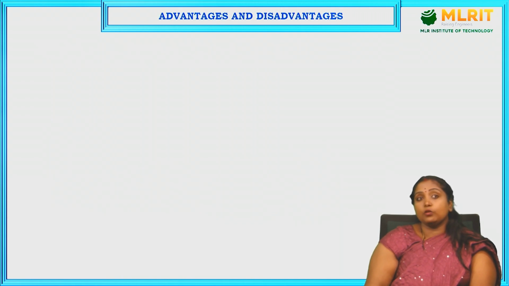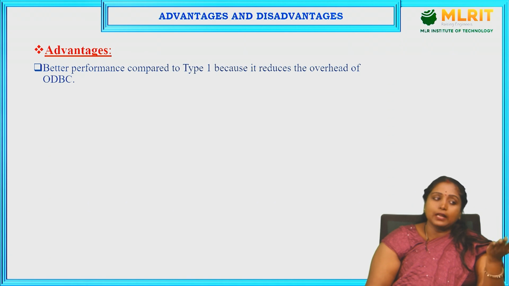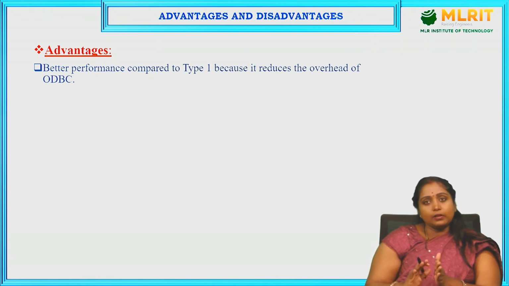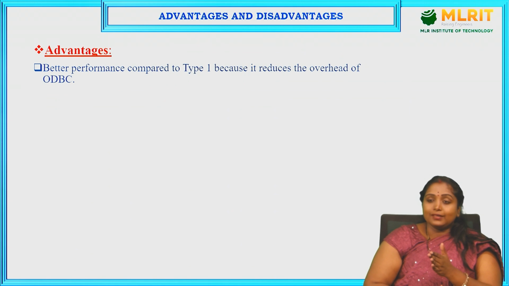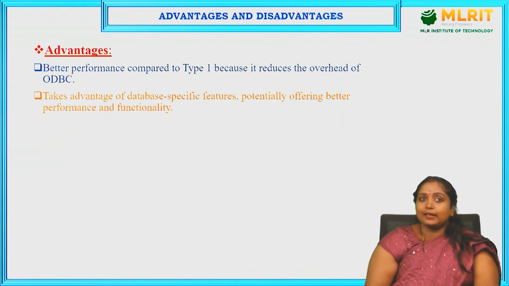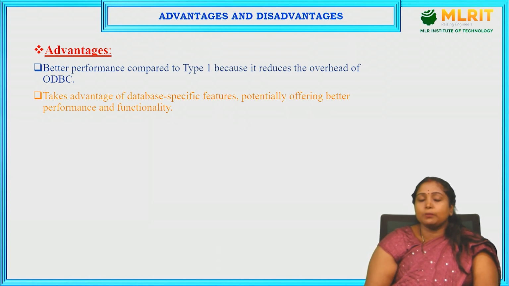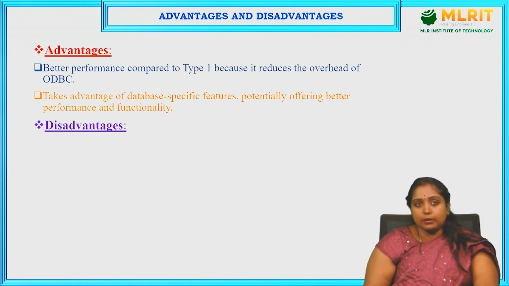When we look into the advantages compared with type 1, this gives you better performance, and it reduces the overhead of ODBC. So you don't have the ODBC here. And the second point is that it takes advantage of database specific features, potentially offering better performance and functionality. So these are the two advantages of the native API driver.